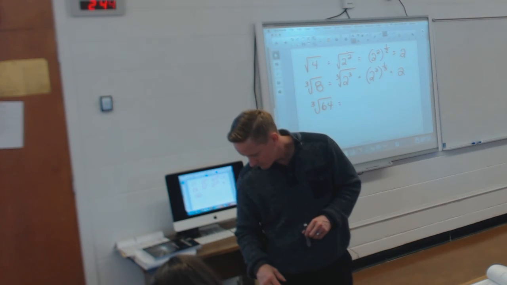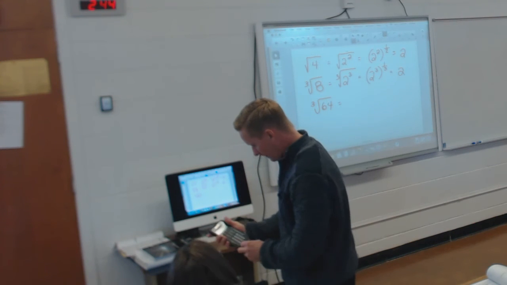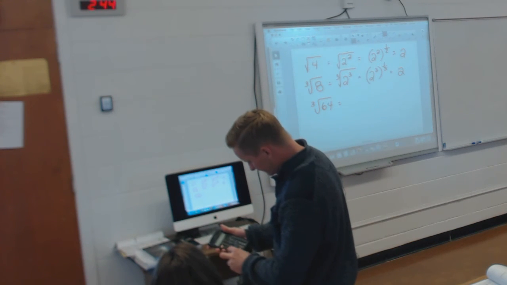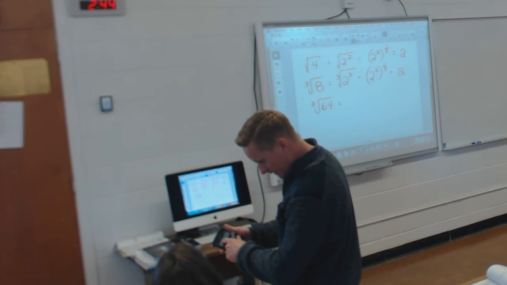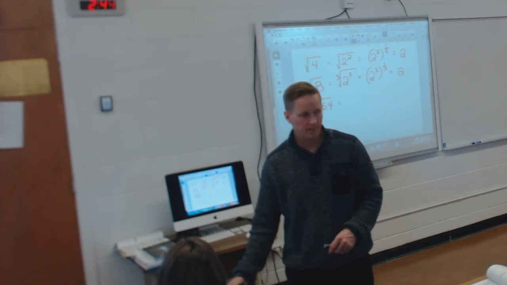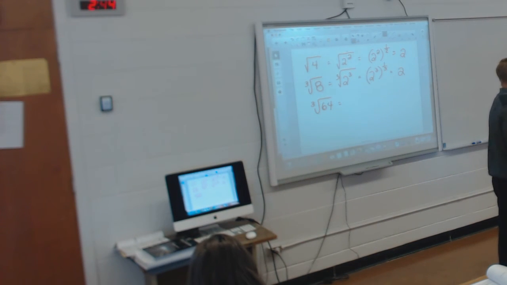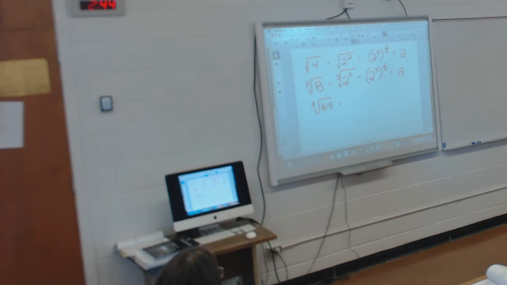You have it? No, you don't. So, second function, 3, 64. Okay, does everybody know how to use it? All right, here's my next question to you then. You found out how to do it on your calculator with the cube root.